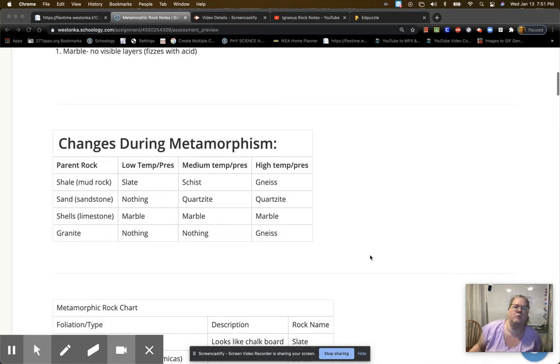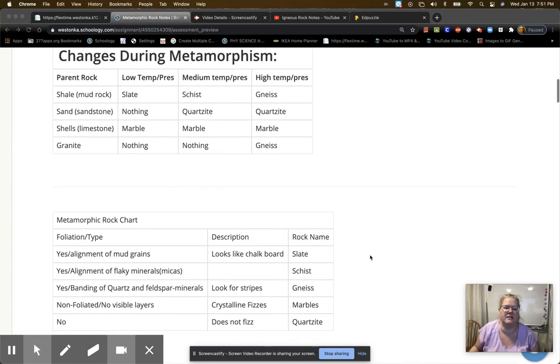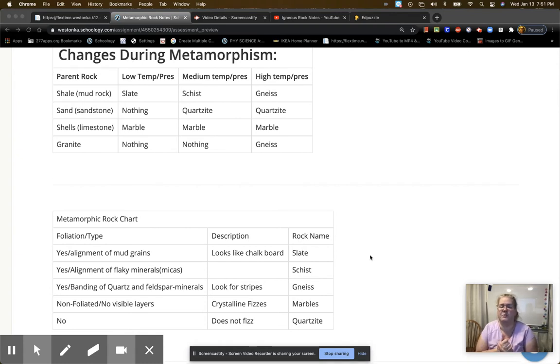So here is that handy dandy rock chart, which I would highly recommend you write down in your notes, because you can use them on the test. Normally I would make you be able to use these, and we do all these different labs, and we just don't have time because right now, if you're watching this on here, we're not in my classroom. I can't hand out the rock samples, but I do expect that you can use the charts.